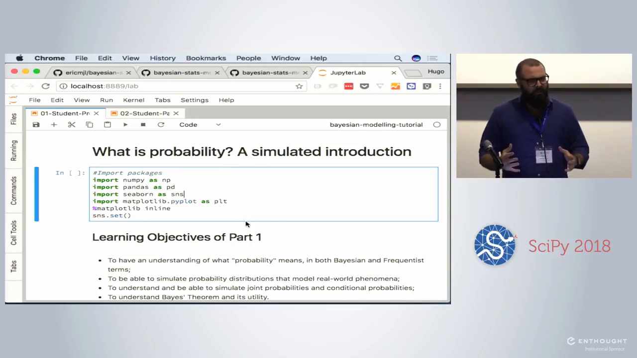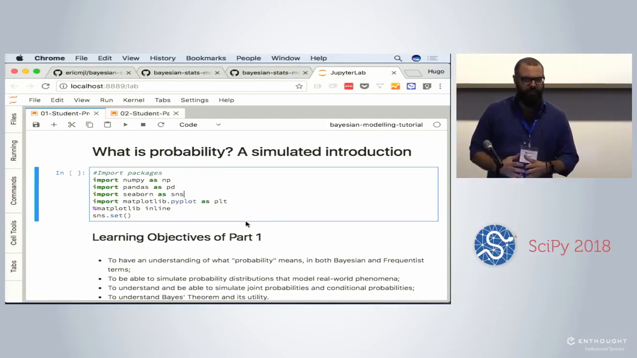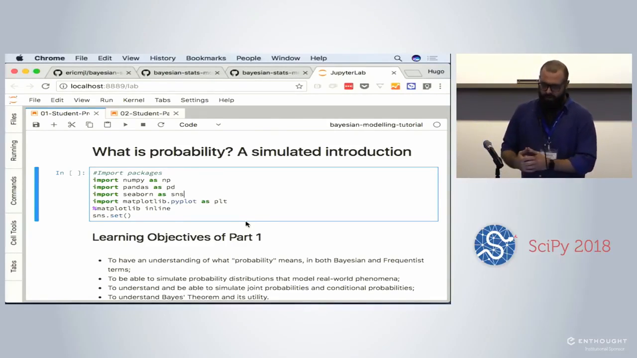I'd just like to get a show of hands. Who's used NumPy's random number generator before? Cool. Okay. Who's used PyMC3? Who's used any other form of probabilistic programming? Okay, cool. Well, that's good to know.